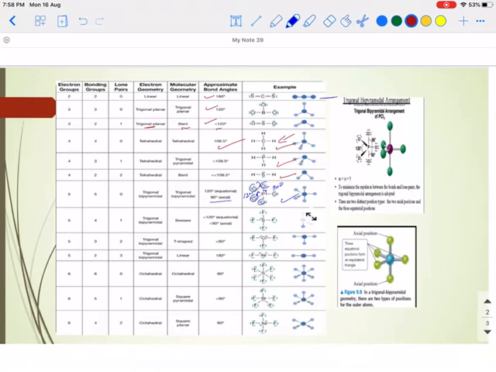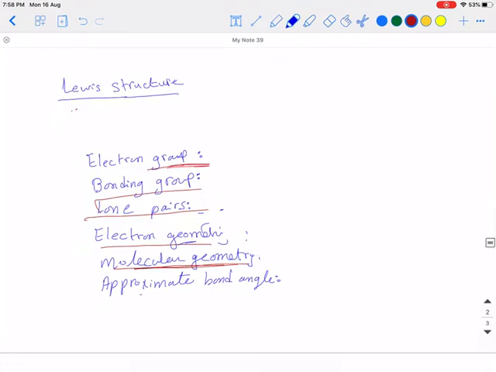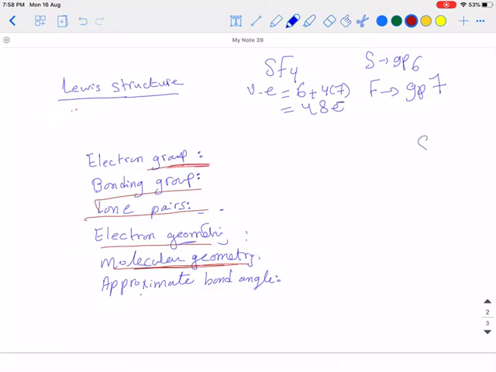Now let us move to SF4, this one. First of all, according to Lewis, if we want to draw it, S belongs to group 6, so 6 valence electrons, and fluorine belongs to group 7, 7 valence electrons. Valence electrons, 6 plus 4 times 7, 42, so 48 electrons. Let me start drawing according to Lewis.